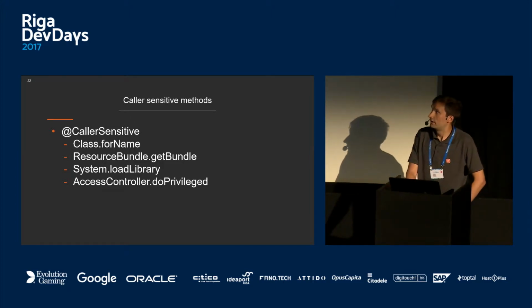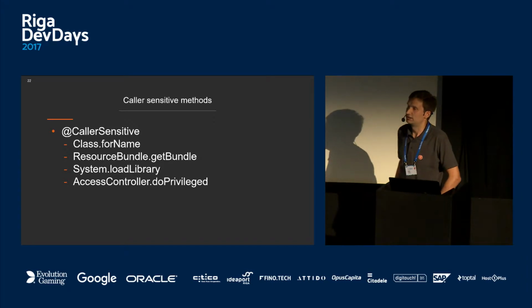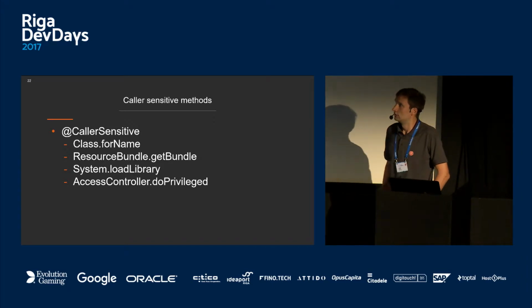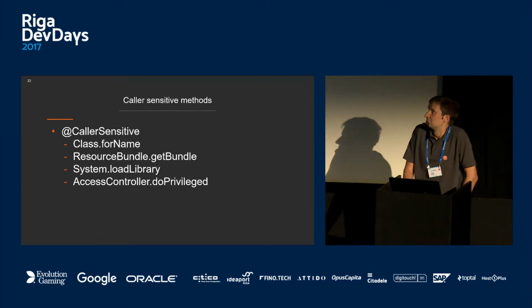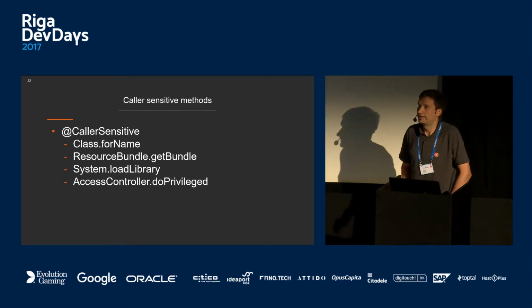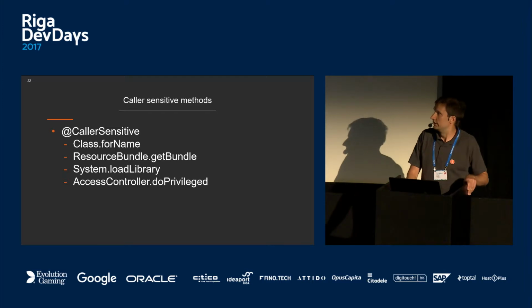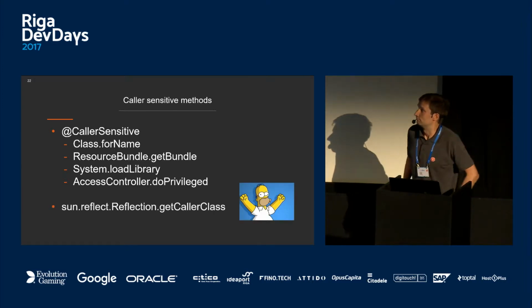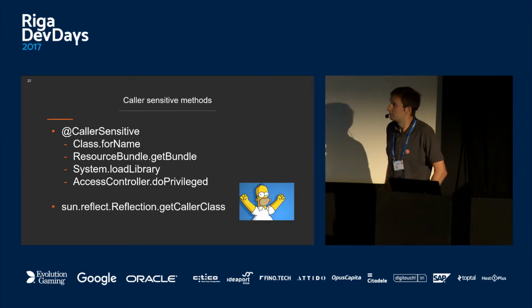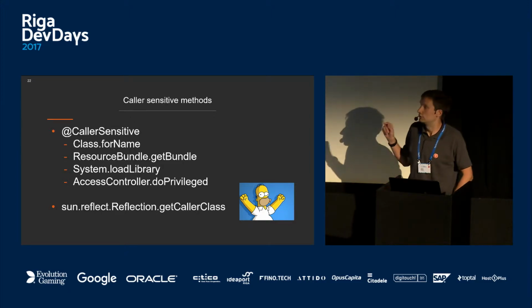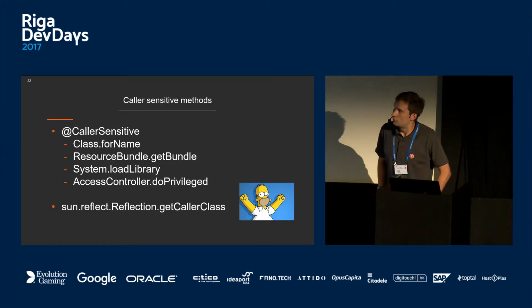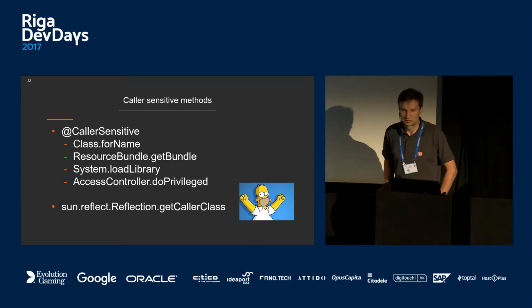If you are to write a caller-sensitive method by yourself, how do you know the caller? The only way to know it, again, is by obtaining a stack trace. However, there is a faster method. Note that it is also an undocumented private API.